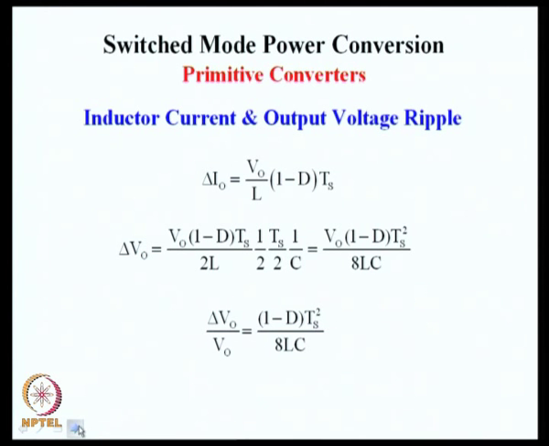So, now we can evaluate delta I naught as V naught by L times 1 minus d Ts. We have already seen this. Delta V naught is as per the area of the total charge divided by C, and that works out to be V naught times 1 minus d Ts squared divided by 8 Lc. And if we take the ratio, of importance to us, the voltage ripple delta V naught by V naught, it is 1 minus d multiplied by the square of the switching period divided by 8 times the Lc product.